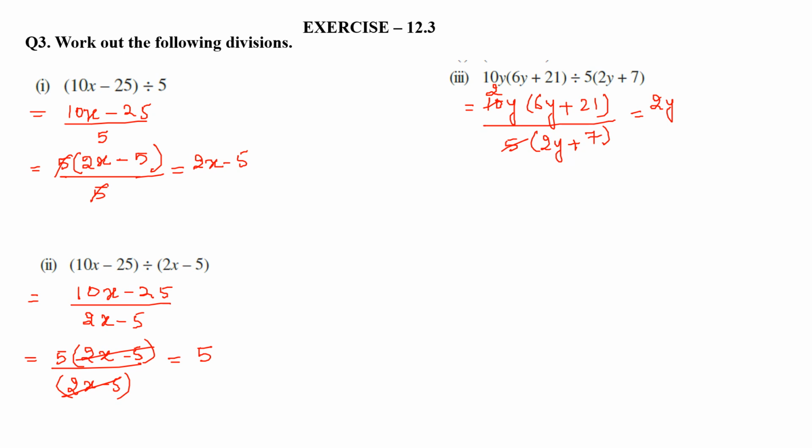Now if you can see here in the numerator, 6y plus 21. 6 also comes in the table of 3, 21 also comes in the table of 3. So from here I can take 3 common, isn't it? 3 will be the highest common factor of 6 and 21. If I take 3 common, I will be left with 2y. 3 into 2y will give me 6y, plus 3 into 7 is 21, divided by 2y plus 7. So from here you can see I can cancel 2y plus 7 from both numerator and denominator. So I am left with 2y into 3, and the answer will be 6y.